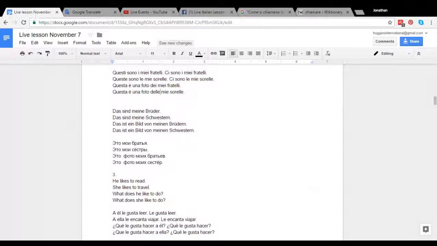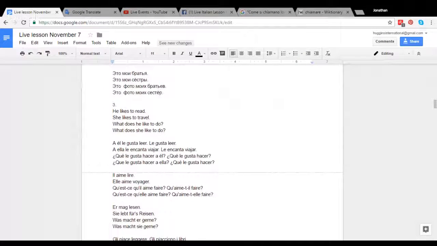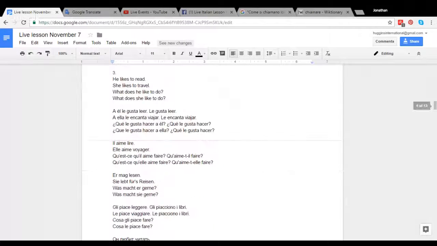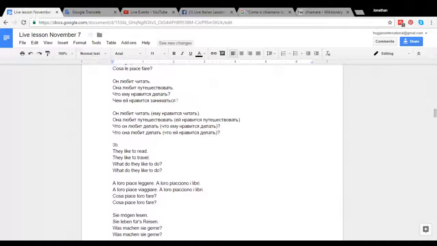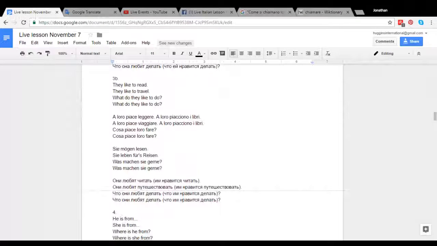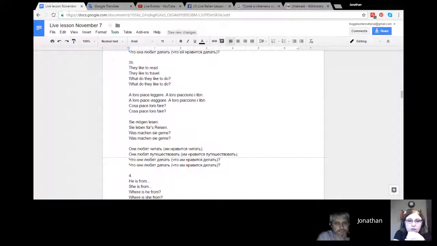Moving on here. Okay, so talking about likes and interests, in the singular we had gli and le for piace. In the plural, we are using loro. So a loro piace leggere. A loro piacciono i libri. A loro piace viaggiare. So we're using loro for the masculine and feminine. There isn't a change there.